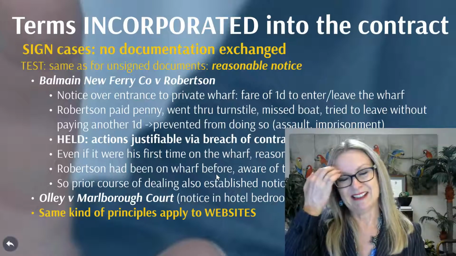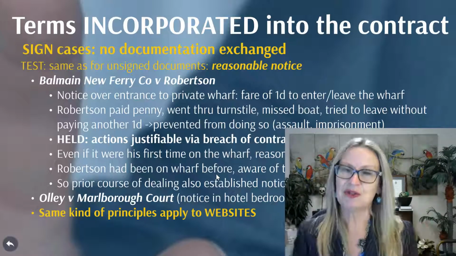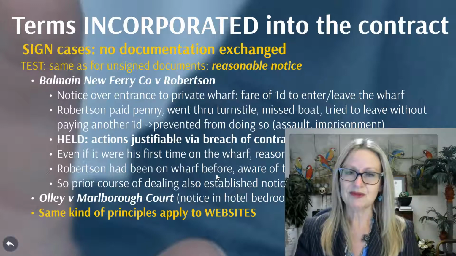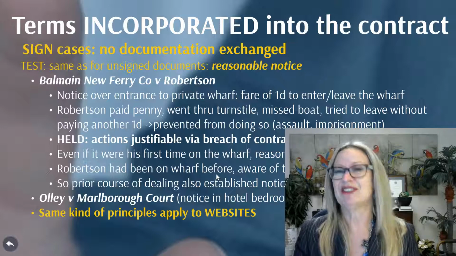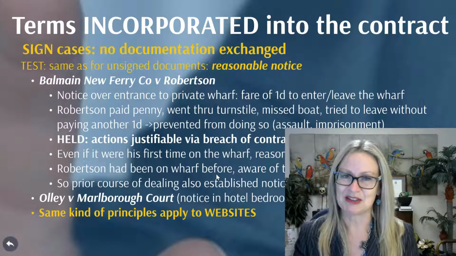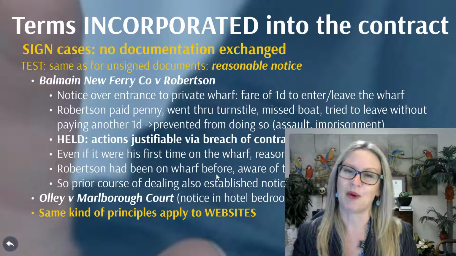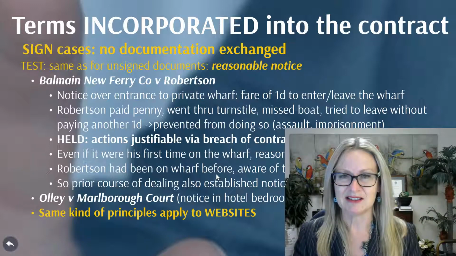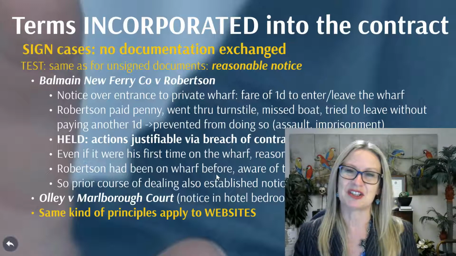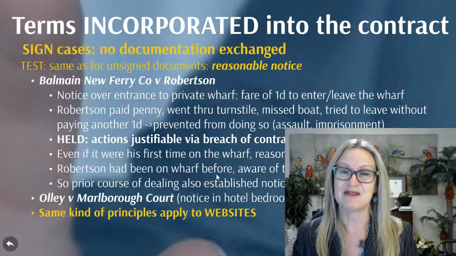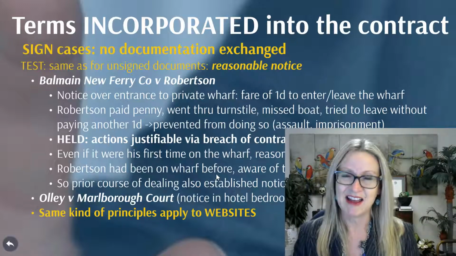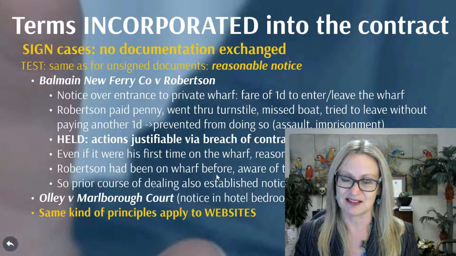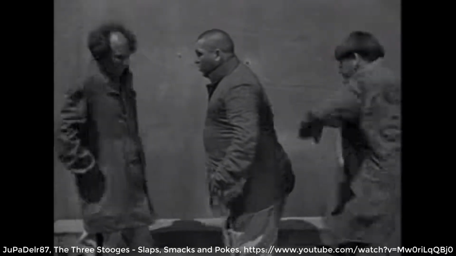Robertson ended up paying his penny, got onto the wharf, and then realised he'd missed the ferry. Unfortunately, he then tried to leave without paying his penny to disembark from the wharf. There was a bit of a tussle that ensued, and he was actually physically prevented from leaving without paying his penny. He then turned around and sued for, amongst other things, assault and false imprisonment.